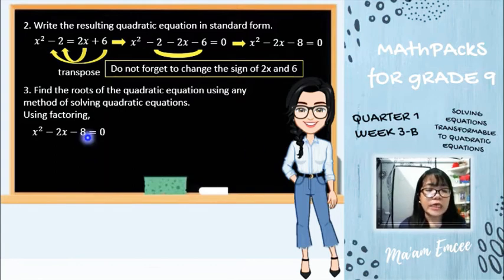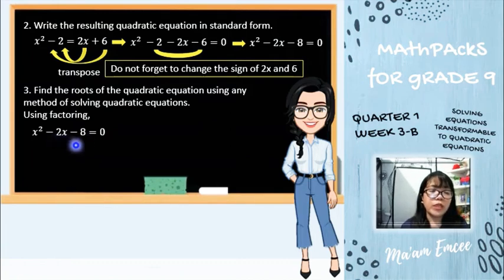So in this case, we need to think of other ways to factor out this quadratic expression. So we will be using the sum and the product. So the product here is negative 8 and the sum is negative 2. So you need to think of two numbers whose product is negative 8 and whose sum is negative 2.